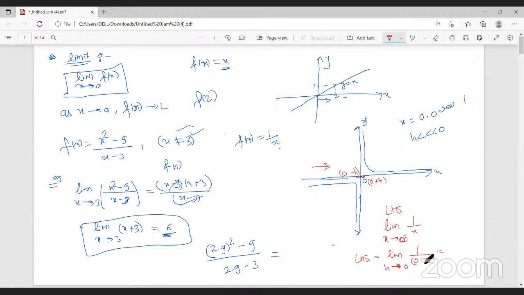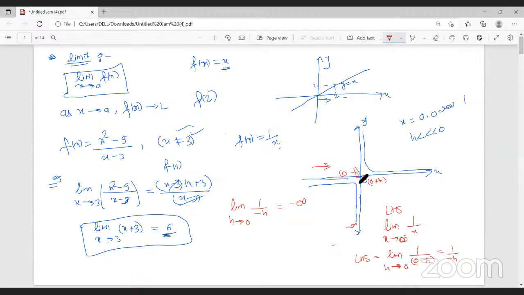So what will I get here? 1 by minus h. Are you getting what I'm trying to say? Limit h tends to 0 of 1 by minus h. So I can put 0, and I will get minus infinity, right? Yes. So as we approach 0 from the left hand side, we get minus infinity here.